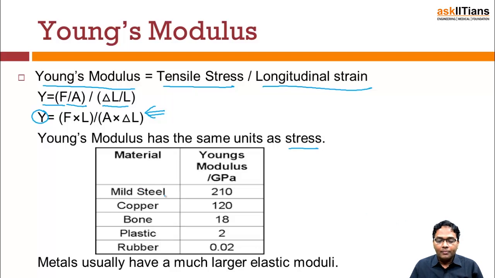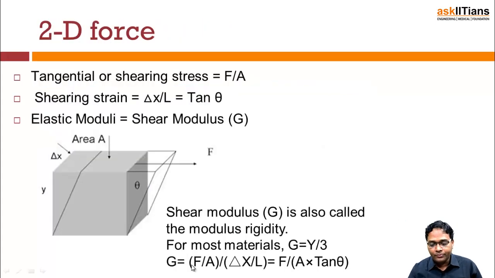If I talk about the different types of material and the values that they have, for the first type, let's say mild steel, it has a Young's modulus in gigapascals of 210. Copper has 120, bone has 18, plastic has 2, rubber has 0.02. As you see, as you go down, the Young's modulus value is decreasing, and therefore their elastic limit also is decreasing, right? The metals, as you see, have a much larger elastic moduli as compared to the non-metals that you have.